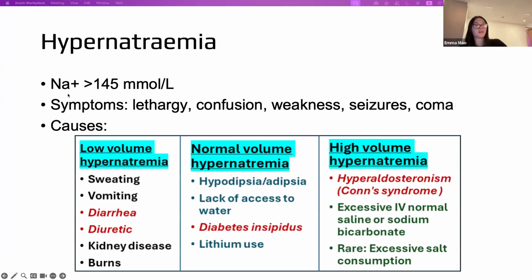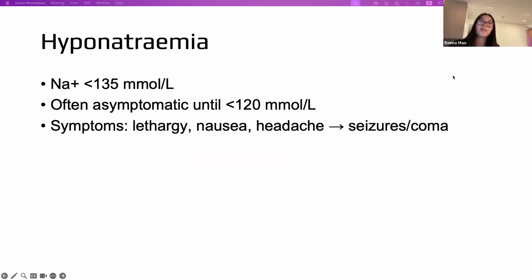And then hypernatremia. That's when the sodium is over 145 millimoles. This doesn't really come up, hypernatremia, but I've found a table of the potential causes of hypernatremia. So we'll quickly move on to hyponatremia, which is sodium less than 135, but it's often symptomatic at less than 120. And this can be quite serious.